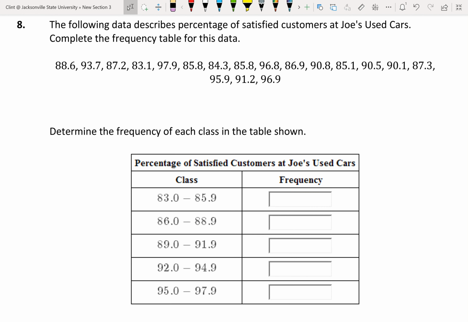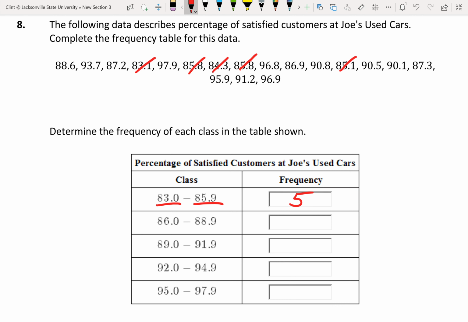Number 8, we're filling out a frequency distribution. We have the percentage of satisfied customers at Joe's Used Cars, and we want to complete the frequency table. Our first class is data between 83 and 85.9, so any data value 85.9 or smaller, we're going to count. I go through the data and mark it off if it fits. There's one, one, one, one, one. I think that's all. So 1, 2, 3, 4, 5. That's the frequency there.